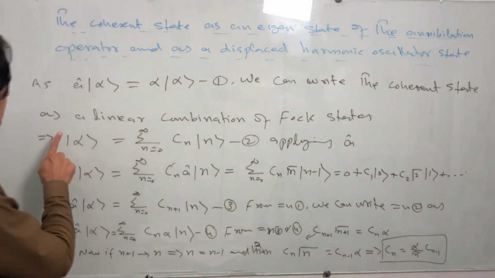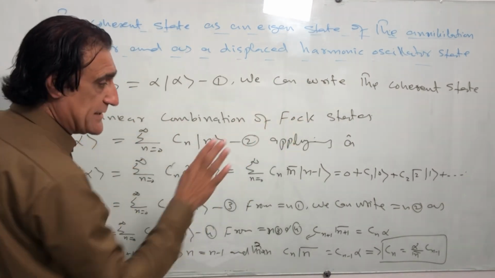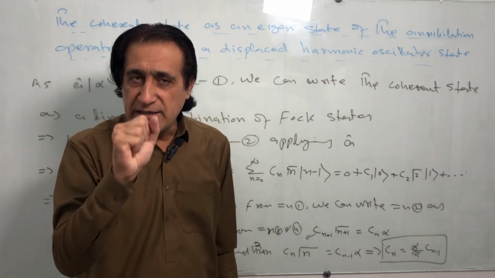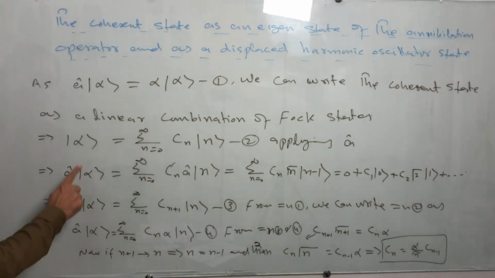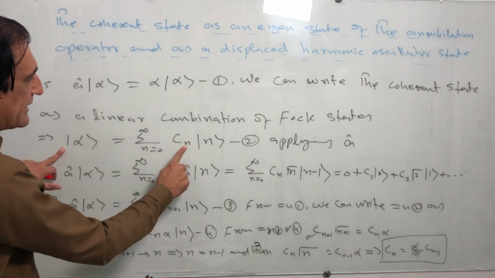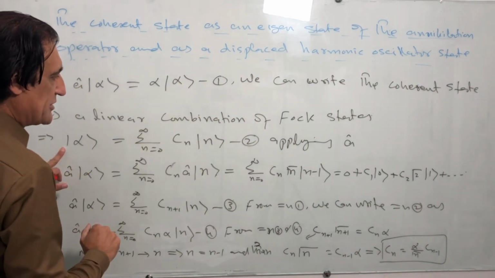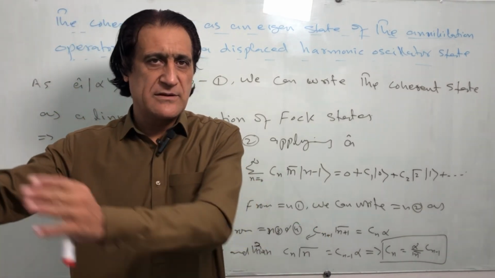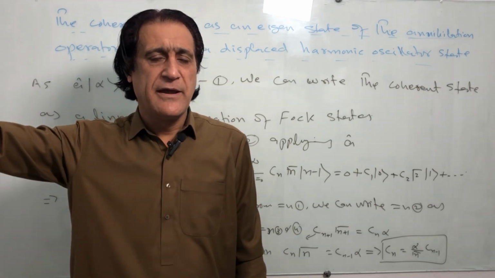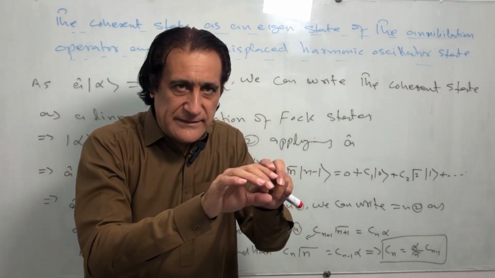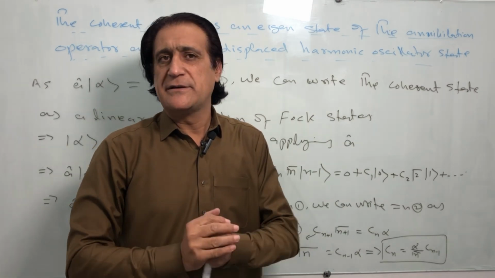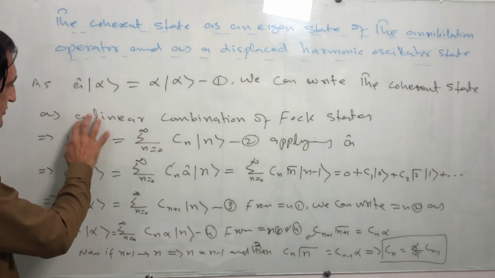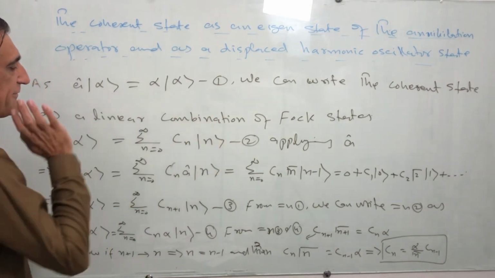We can write the coherent state as a linear combination of Fock states. This is important. For example, if we have 2 photons, 3 photons, 5 photons, 100 photons, and 1000 photons, this can be written as a linear combination. So this coherent state can be written as a linear combination of Fock states.